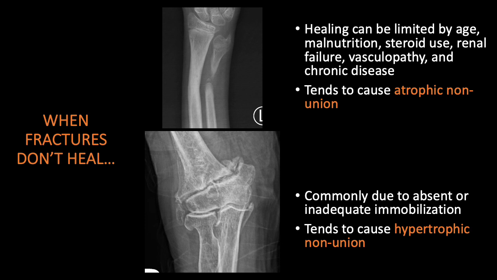That was all about the healing process of a fracture in a normal way. But what happens when fractures don't heal normally? There can either be atrophic non-union or hypertrophic non-union. Atrophic non-union occurs when healing is limited by age, malnutrition, steroid use, or chronic disease. Hypertrophic non-union occurs due to absent or inadequate immobilization.